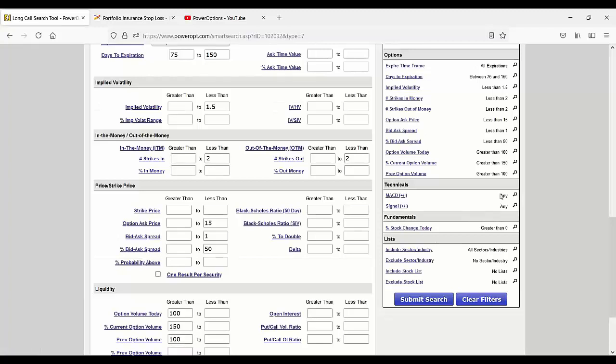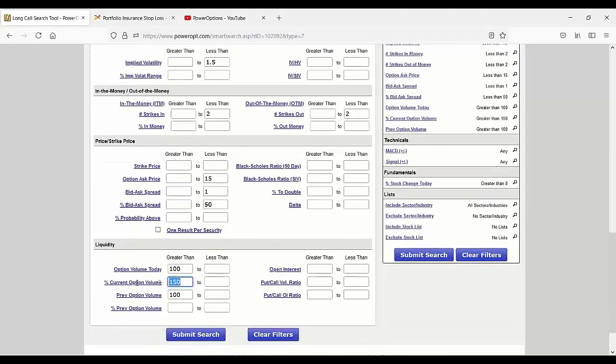Note, there are no stock technicals or fundamentals other than stocks having a positive change today with the increase in the option volume as well. It's not looking for an uptrend. It's not looking for a Bollinger Band breakout. This is solely based on finding high option volume calls.